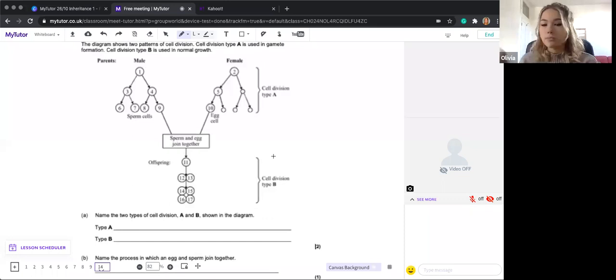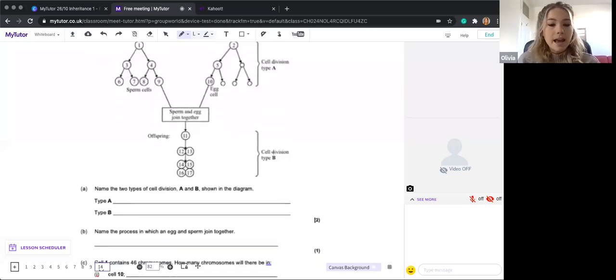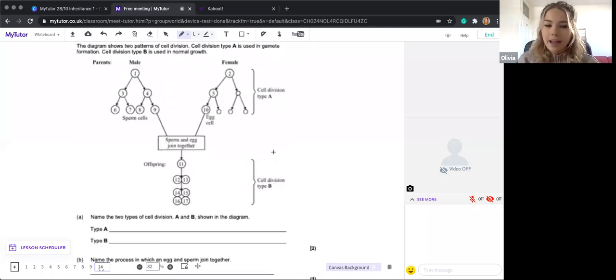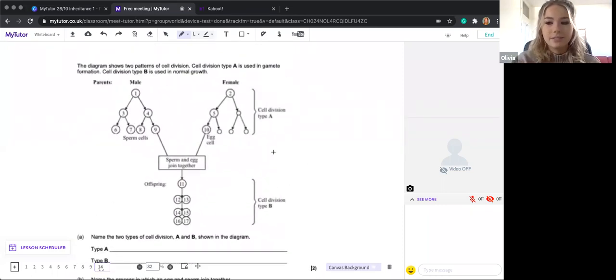Wherever we see gametes or sperm or egg, we're talking about meiosis. Wherever we're seeing some sort of growth and identical cells, we're talking about mitosis. Name the process in which an egg and sperm join together. What would that be? Good, fertilization. Well done, everyone who gave me that answer. And then finally, a little bit trickier: if cell 1 contains 46 chromosomes, how many chromosomes will there be in cell 10 and cell 14?